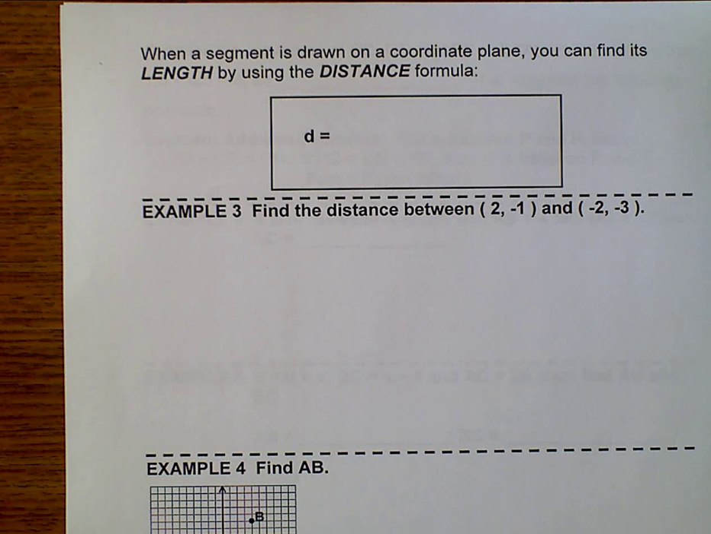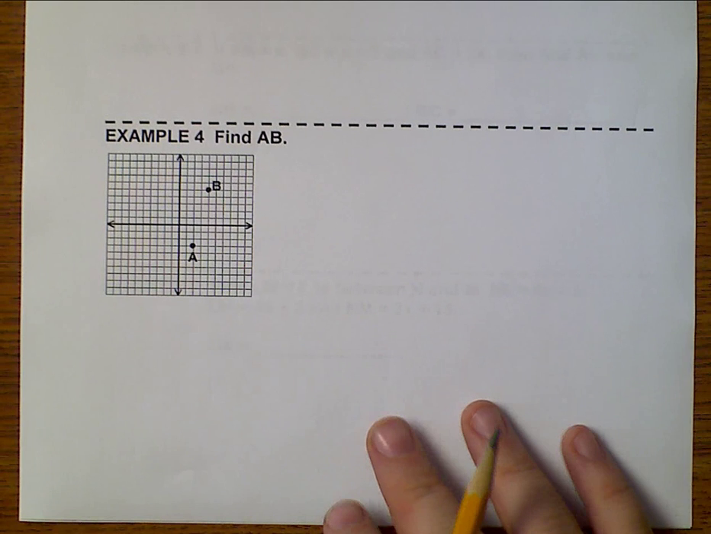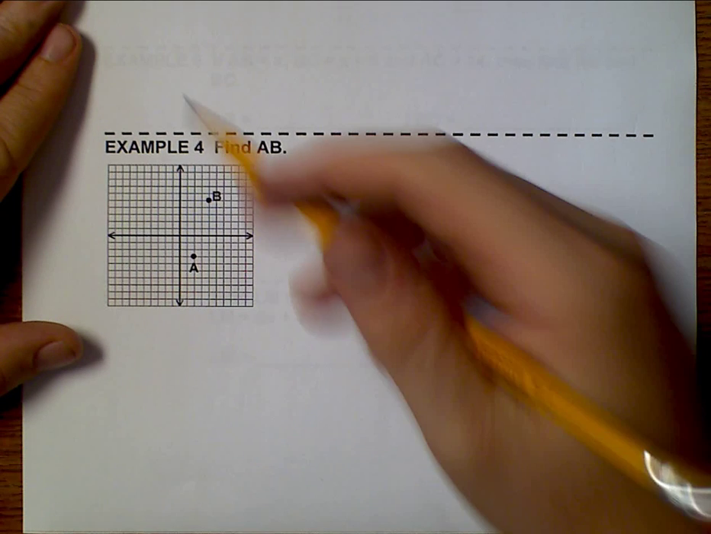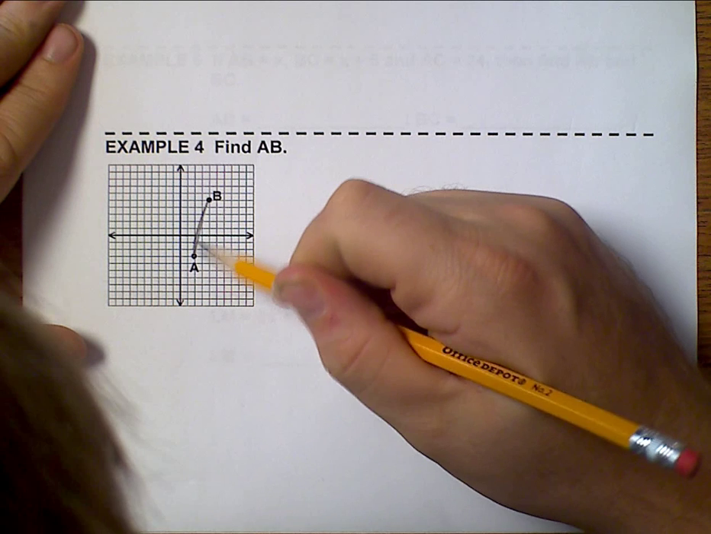But before I even talk about the distance formula, let's talk about where the distance formula comes from. And to do that, I'm going to look at example number 4. So we're going to skip the top of this page, jump down to example number 4, and then we'll work our way back up. Well, I want to find the distance between A and B.